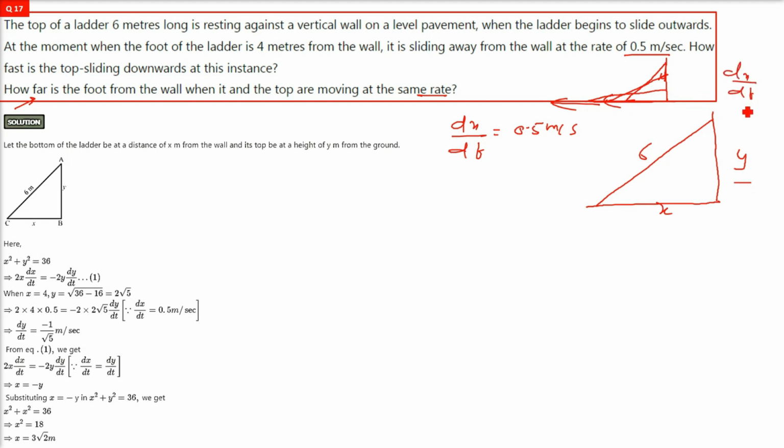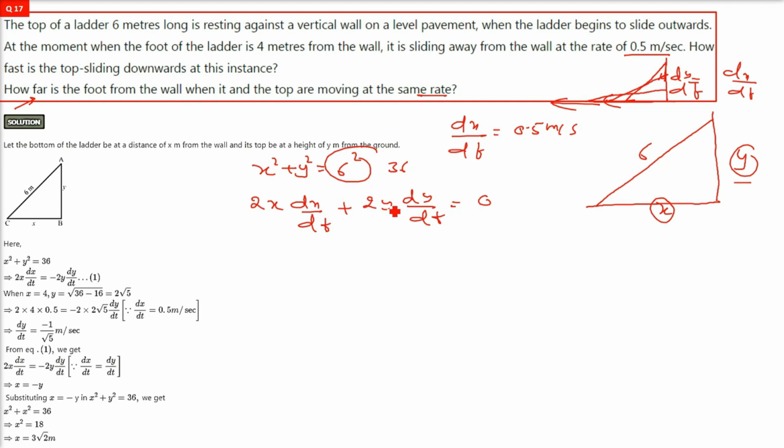So dx by dt is given, and dy by dt, the rate of change of y, is to be computed. So let us use the Pythagoras theorem: x square plus y square is equal to 6 square. Let us differentiate it. 2x dx by dt plus 2y dy by dt is equal to, this is constant, so it will be 0. It will be 36, but after differentiation it will be 0. So divide everything by 2, you will get x dx by dt plus y dy by dt is equal to 0. So x dx by dt will be equal to negative y dy by dt.